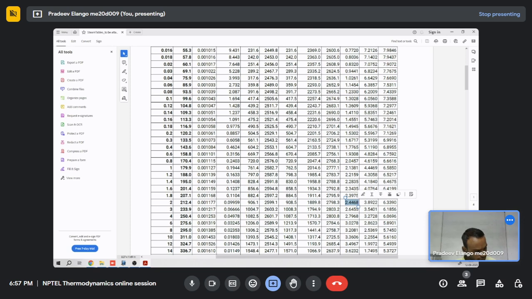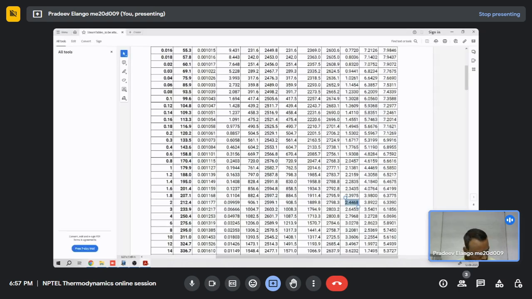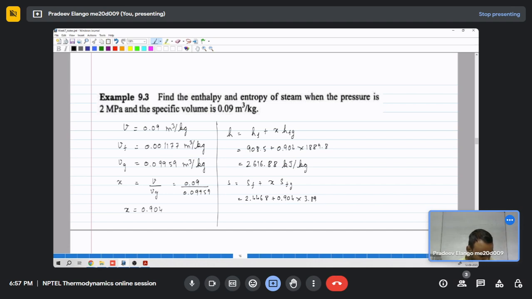And similarly entropy is entropy F plus X into entropy Fg. So this is entropy F 2.4468 plus X is 0.904 into Fg is 3.892. So this is 5.96 kilojoule per kilogram Kelvin.